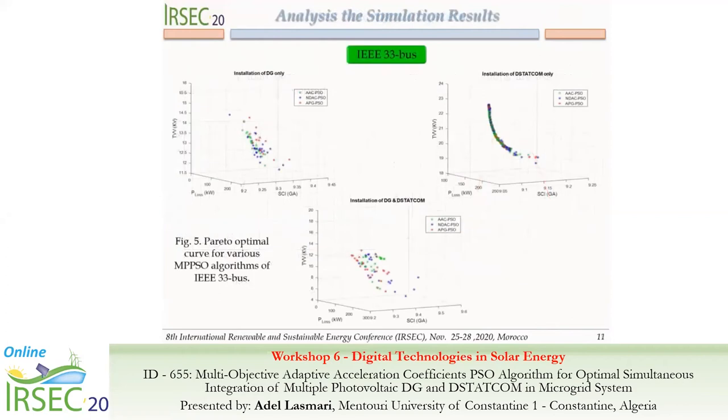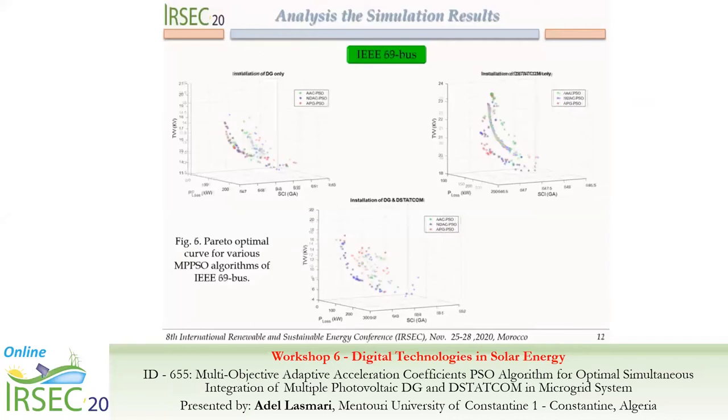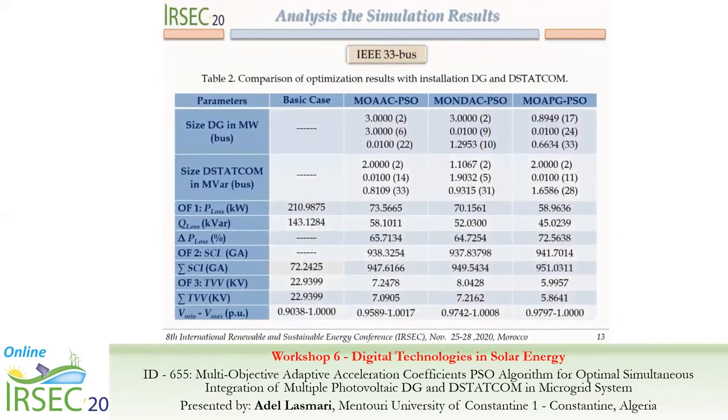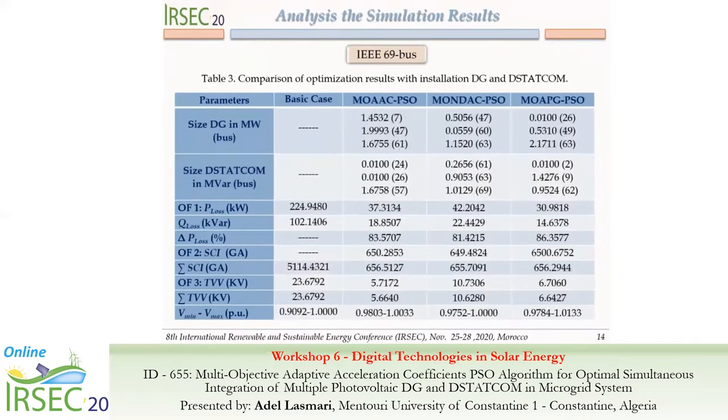In this section, we will discuss the analysis of the simulation results. As shown in Figure 5, the simultaneous integration of DG and DSTATCOM has superiority, achieving the best results compared to other cases. Note that this observation is still valid for the second test system, which is represented in Figure 6. The results depicted in Table 2 prove the efficiency of the multi-objective APG algorithm in achieving the best results compared to other algorithms. Same observation for the IEEE 69 bus.